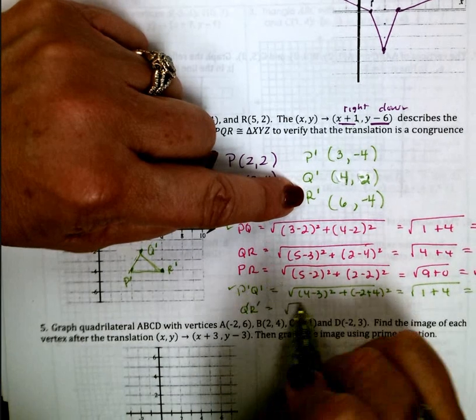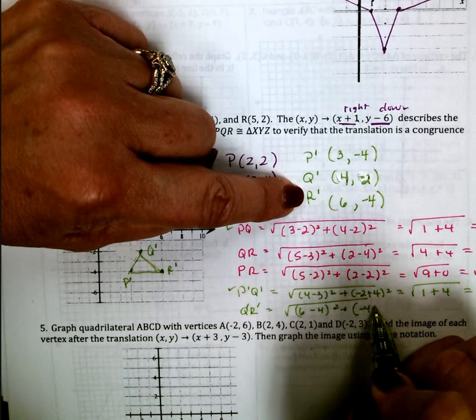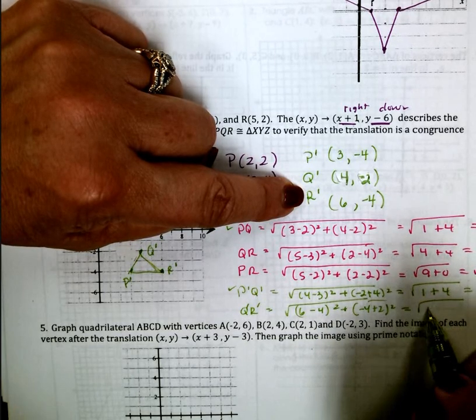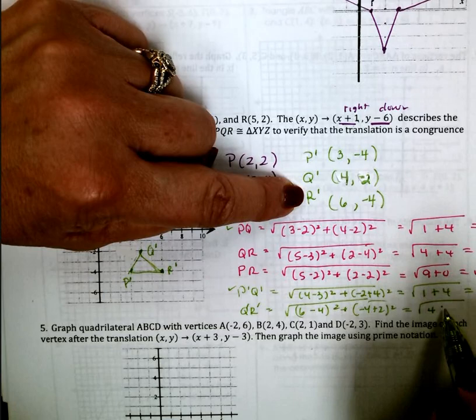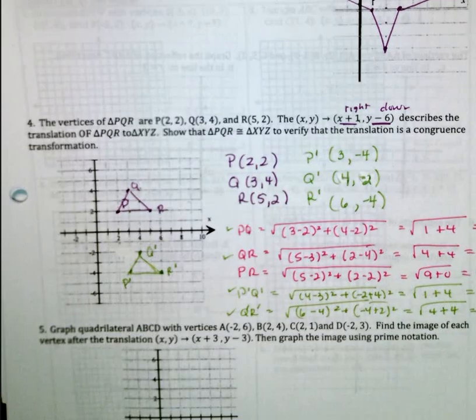It is going to be 6 minus 4 squared plus negative 4 plus 2 squared. So 6 minus 4 is 2, plus 2, square root of 8. So they match. And so then you really need to do the third side.